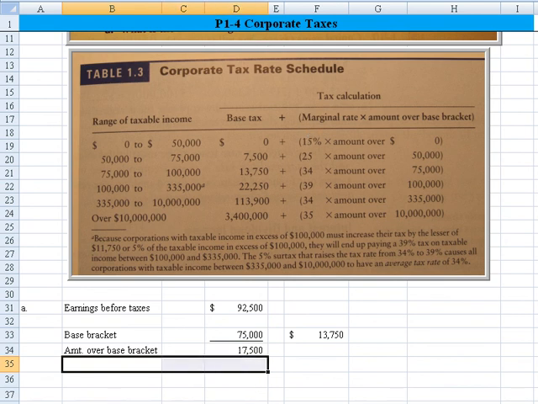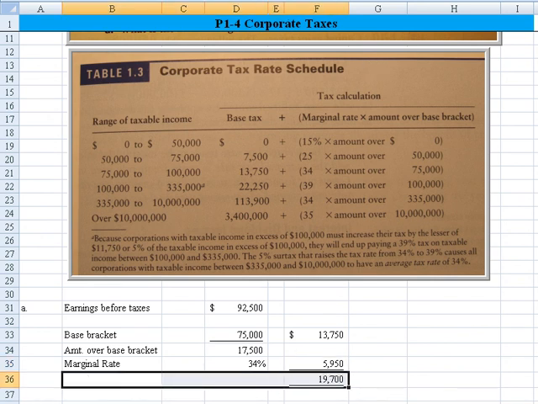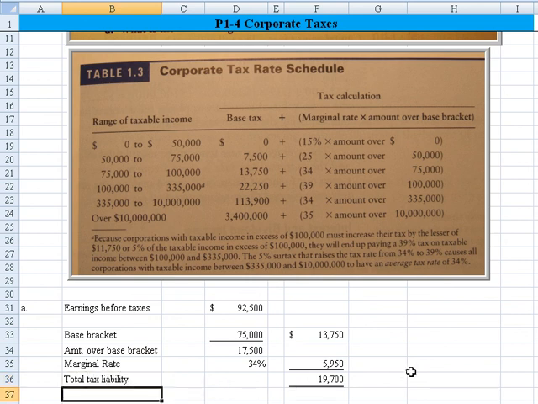Now we need to consider the marginal rate on that, which is 34%, and we need to multiply that out. I think we do it right here. I'll hit the F2. So we take the value in cell D34 times D35, and we come up with the tax in that 34% marginal bracket amount is $5,950. And then the ending answer to Part A is the total tax liability. So the total tax liability is $19,700, and that takes care of Part A.